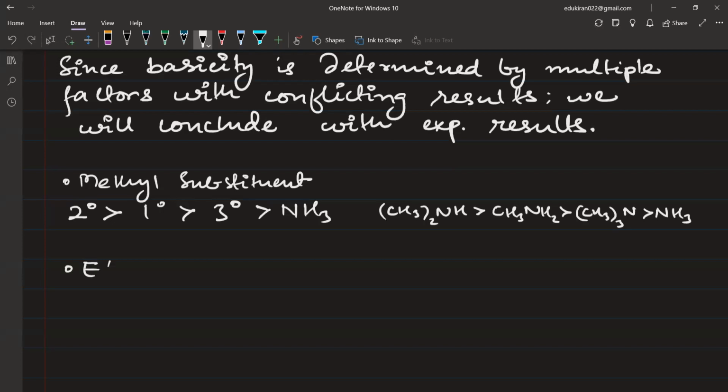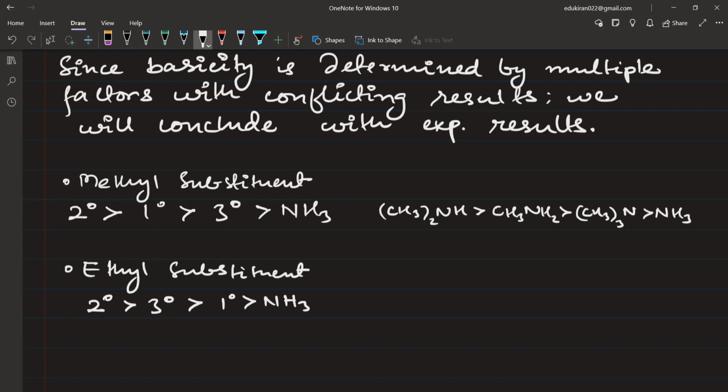But if I have ethyl substituent, then in that case 2 degree, 3 degree, 1 degree and then ammonia. That means (C2H5)2NH, this is ethyl, twice, 2 degree, then (C2H5)3N. At last we'll have C2H5NH2 and then NH3.